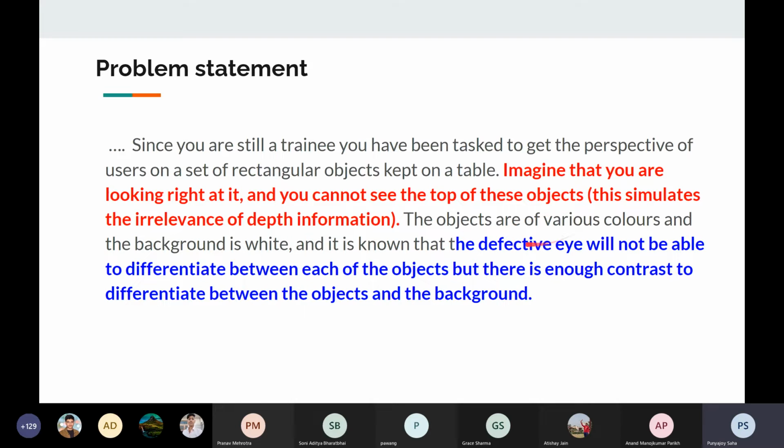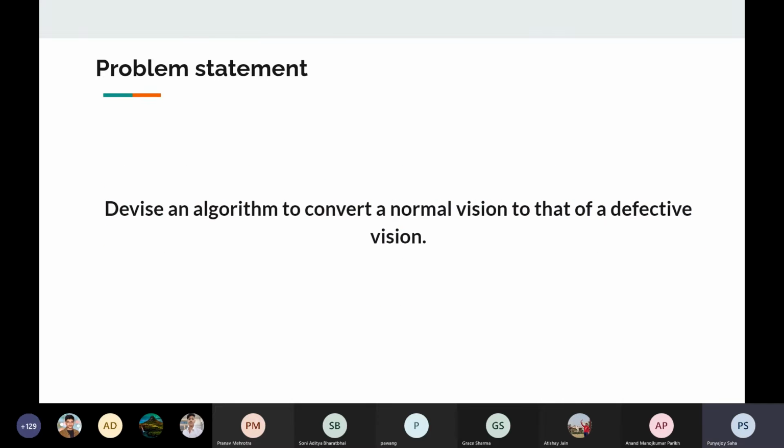And finally, here the main thing is that the objects are of various colors and the background is white. So the defective eye will not be able to differentiate between each of the objects, but there is enough contrast to differentiate between the objects and the background. So this is the problem statement, and the task for you is to devise an algorithm to convert a normal vision to that of a defective vision. So let us see an example first.